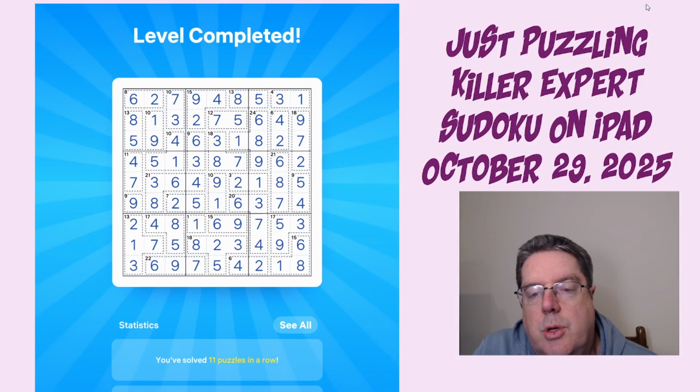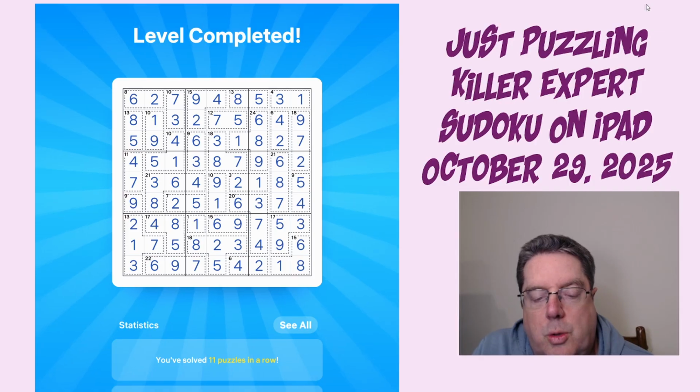One silly error, which was the 15. Instead of being 8 and 7, it should have been 9 and 6, and I should have picked that up because I should have looked a bit more closely.